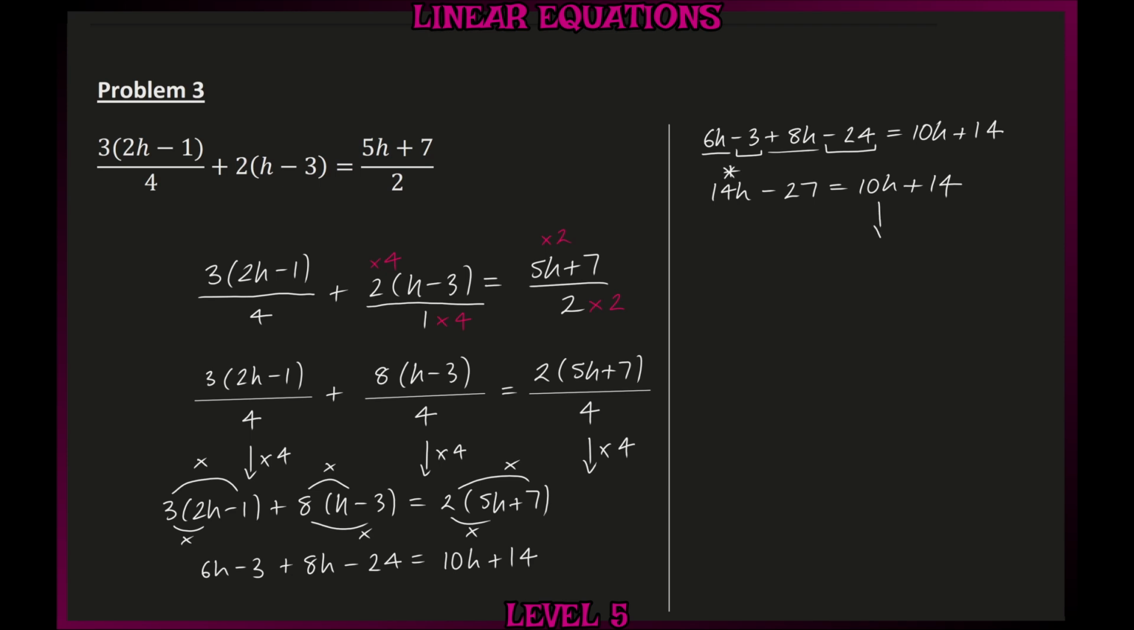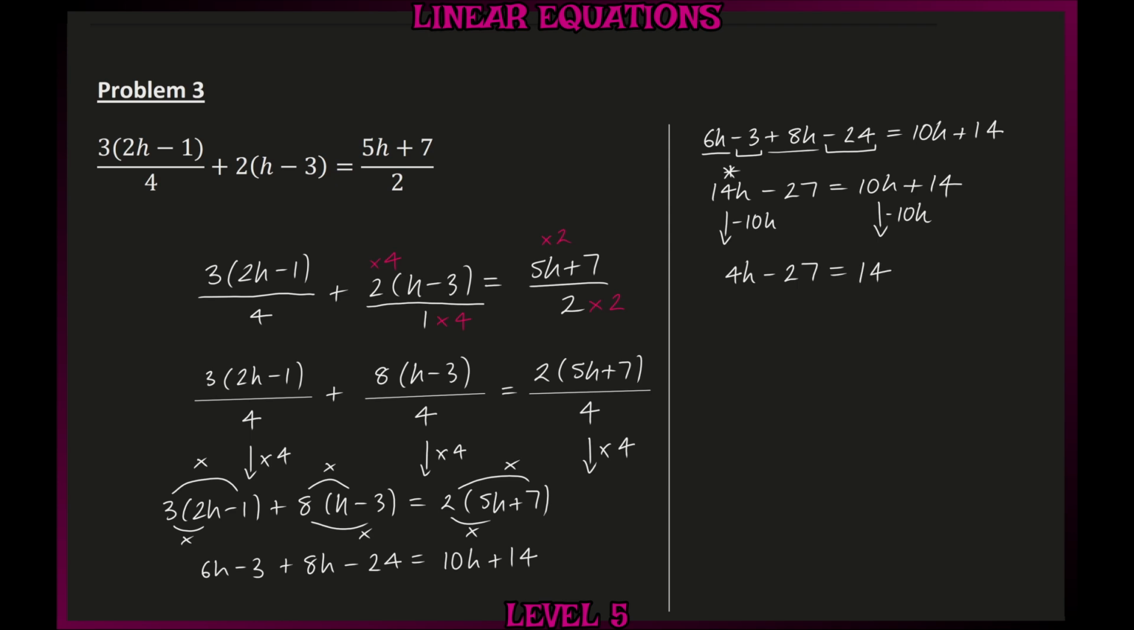So we're going to remove the 10h from the right, and we can do this by subtracting 10h. And we do the same on the left. So on the left, 14h minus 10h is 4h, and we have minus 27. And on the right, the 10h and the minus 10h cancel out to leave us with 14.